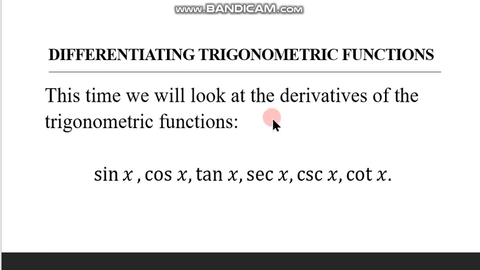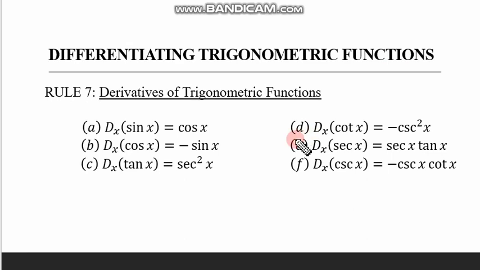Okay, so for differentiating trigonometric functions, we have different trigonometric functions: sine x, cosine x, tangent x, secant x, cosecant x, and cotangent x. We'll get the derivative on that later. These are the trigonometric functions with their corresponding derivatives.